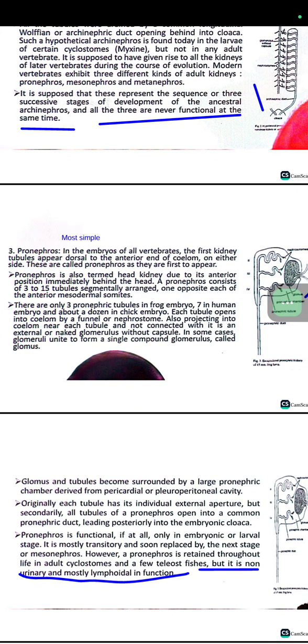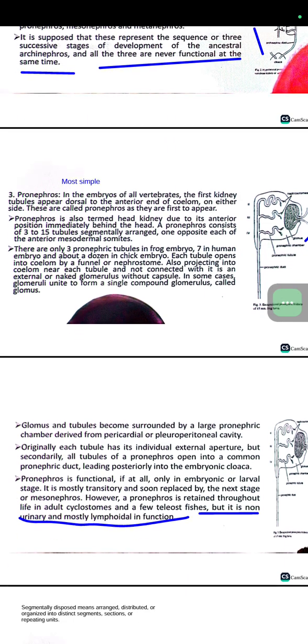In the embryos of all vertebrates, the first kidney tubules appear dorsal to the anterior end of the coelom. On each side, these are called pronephros as they are the first to appear. Pronephros is also termed head kidney due to its anterior position immediately behind the head. Pronephros consists of 3 to 15 tubules segmentally arranged, one opposite each of the anterior mesodermal somites. There are only 3 pronephric tubules in frog embryo, 7 in human embryo, and about a dozen in chick embryo.